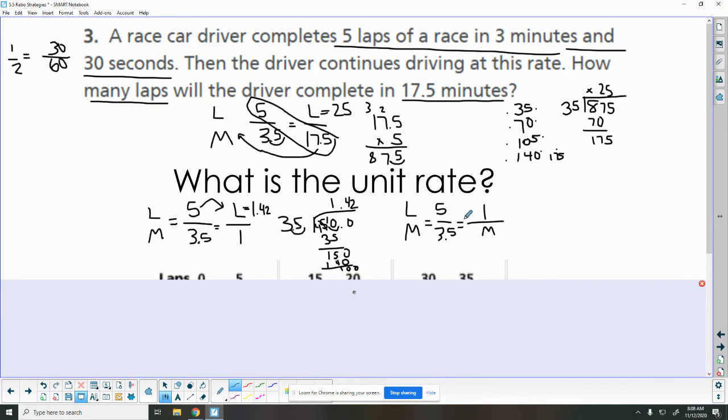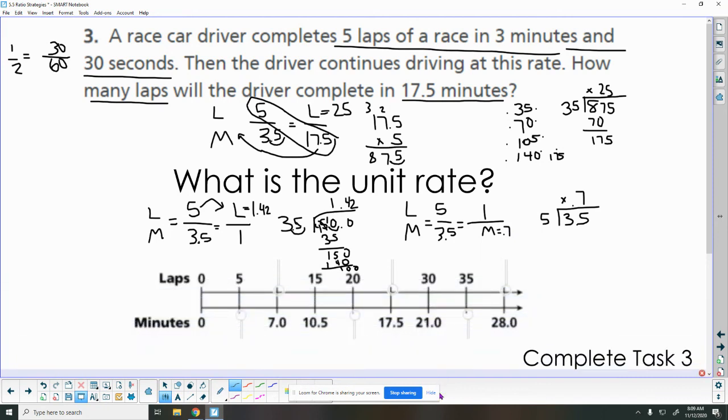So let's just see if this gives us a nicer number, because this one is going to keep on going here. So we know to get from 5 to 1, I would divide by 5. So if I take 3.5 and divide by 5, I think this will be a nicer number for us to work with. So I know 5 can't go into 3, but it can go into 35, 7 times exactly. So to do a lap takes 7/10 of a minute. So more than half of a minute.